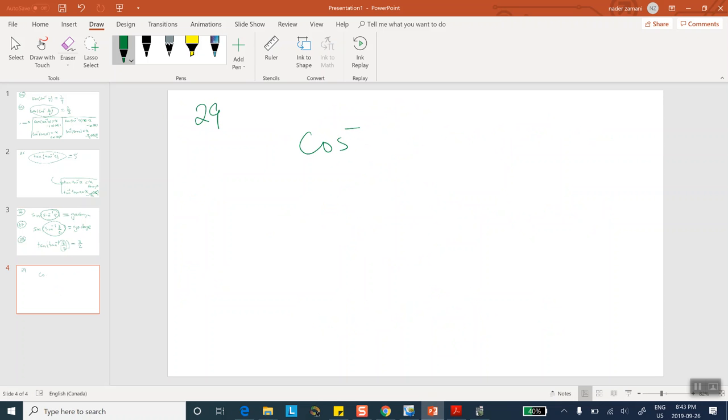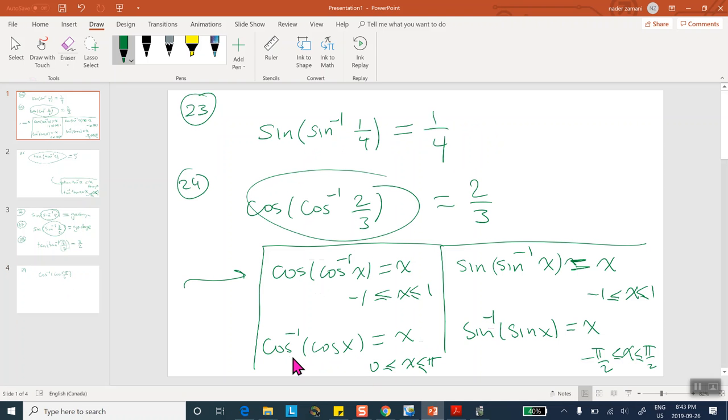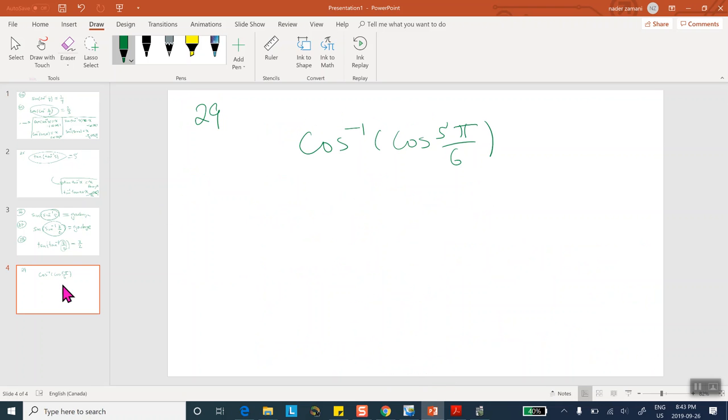So cos inverse of cos of 5 pi over 6. Okay? Now, if you go back here, right here, I wrote the stuff for cos inverse cos of x: the answer is going to be x as long as x is between 0 and pi. So let's go back here. This thing is between 0 and pi, so right off the bat, 5 pi over 6. This 5 pi over 6 is between pi and 0, and therefore we can use that identity that I wrote down.